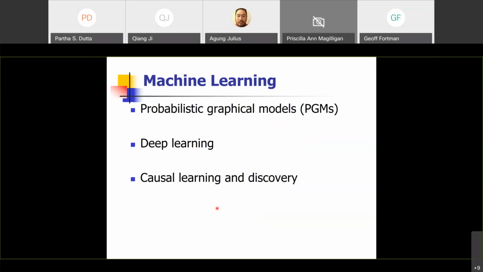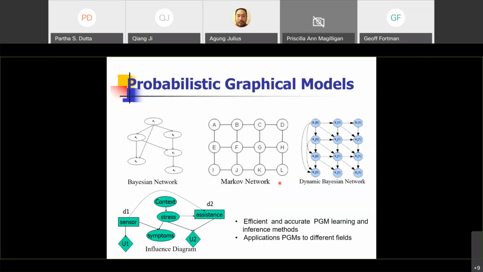Now I want to talk about the machine learning research in my group. The machine learning research in my group focuses on three areas. The first area is probabilistic graphical models. The second area is deep learning. And finally, we are also working on causal learning and discovery. First, I'll talk about the probabilistic graphical model.